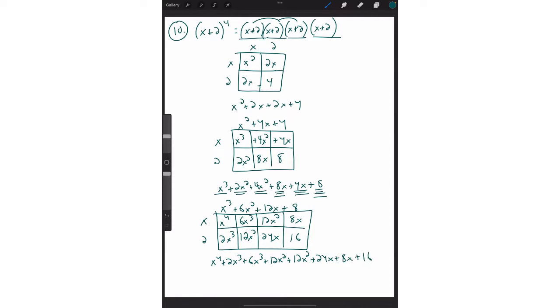All right, so, right, x to the fourth, these two are like terms, plus 8x to the third plus 24x squared, plus 32x plus 16. All right, and that would be my final answer. A lot of multiplication, right? But that's what we're going to eventually be doing moving on to next week.